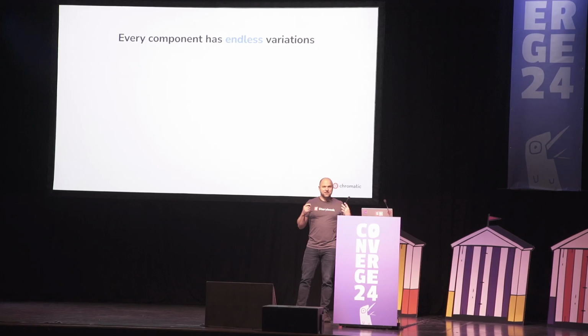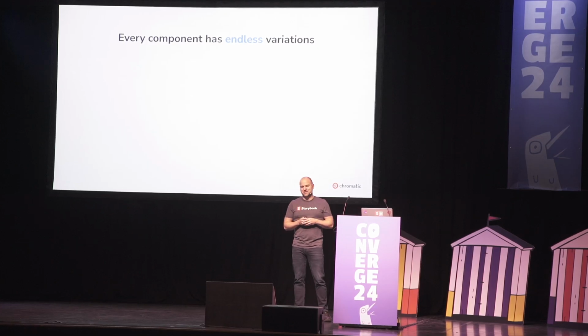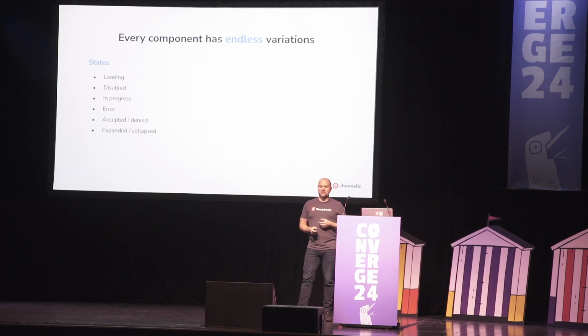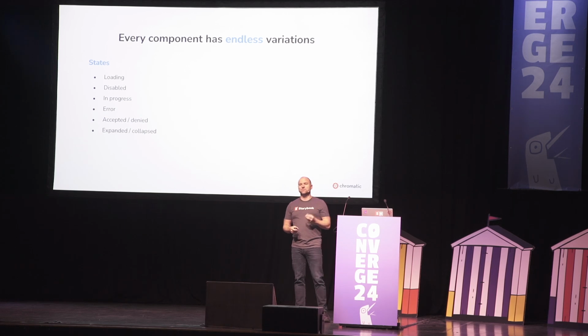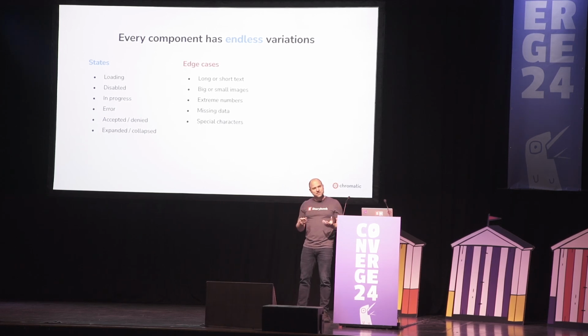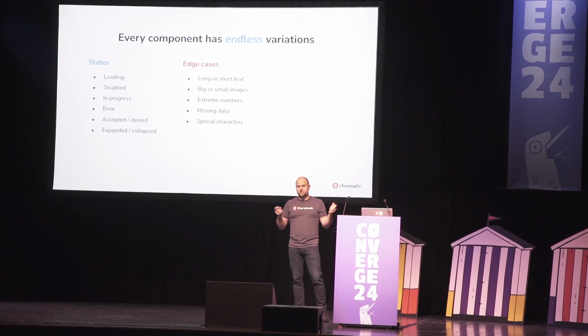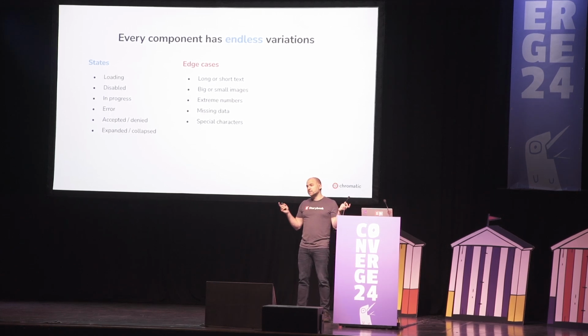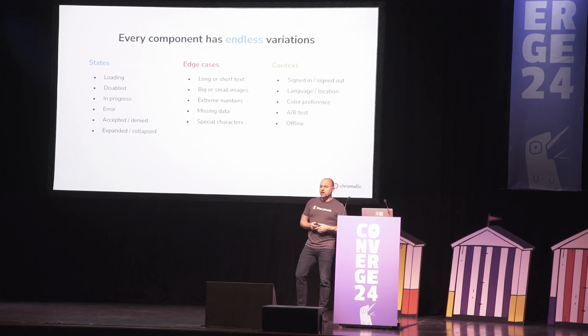But all those components come with a bunch of complexities. For example, every component has endless variations of states: you have your loading state, your disabled state, progress state, errors, whatnot. A bunch of edge cases you need to consider, like does it have a very long label? What happens, right? Does it have extreme numbers or missing data? We've seen some examples the past 2 days. Or the context, like your language, location, color preferences, and that sort of thing.